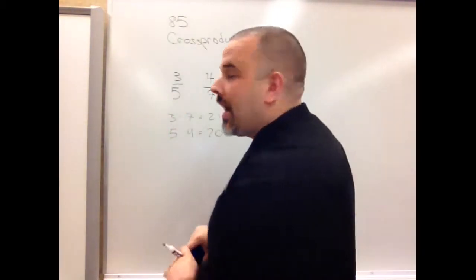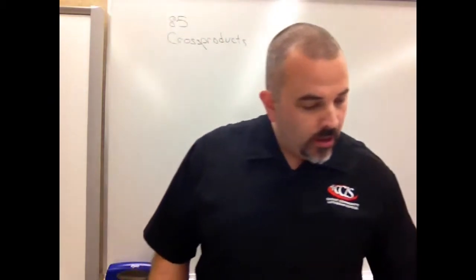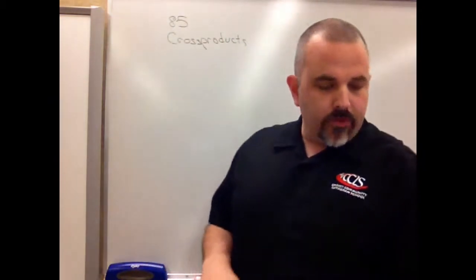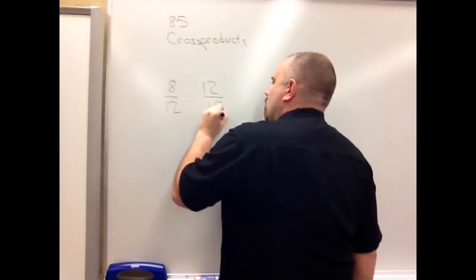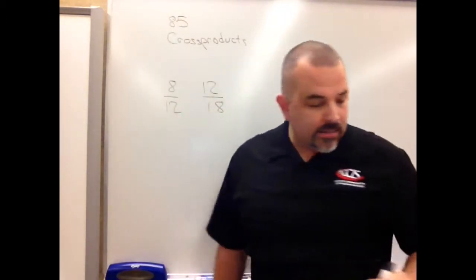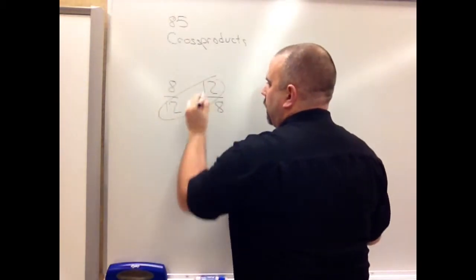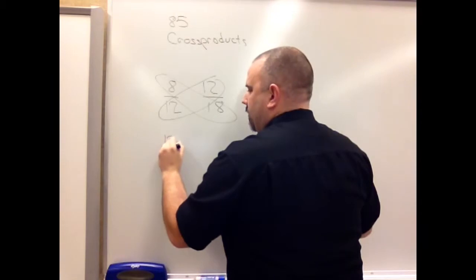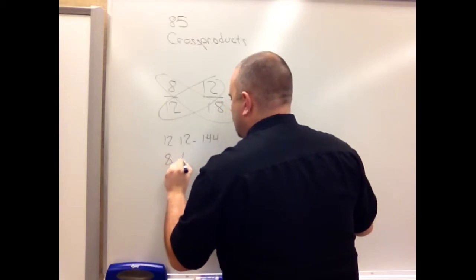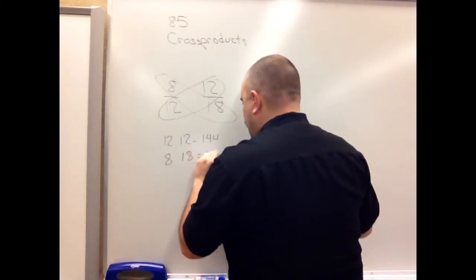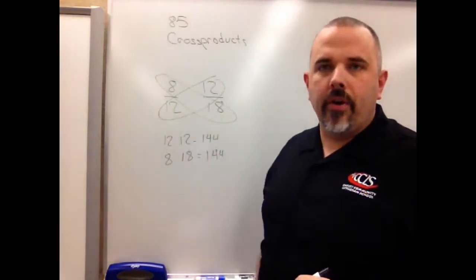Let's try a slightly different version, shall we? I'm following along in Lesson 85. If you want to follow along, it's page 441, 442. At the bottom of 442, we have 8 over 12 and 12 over 18. So we do our cross products here. We take this one and these two and multiply, and these two and multiply. So 12 times 12 is 144. 8 times 18 is 144. So are these two fractions equivalent? Yes, they are. So that works out very well in our case.